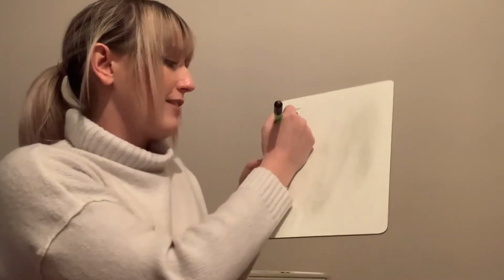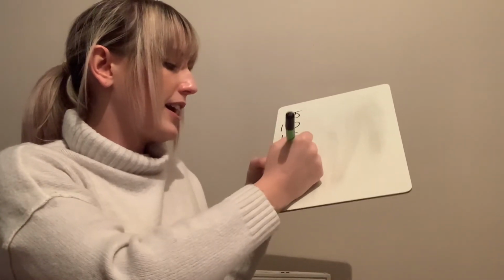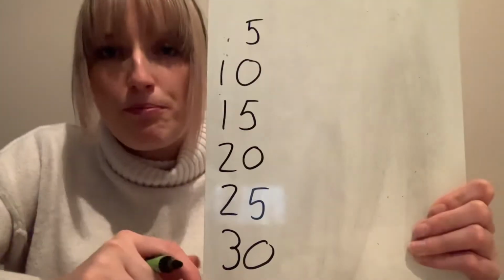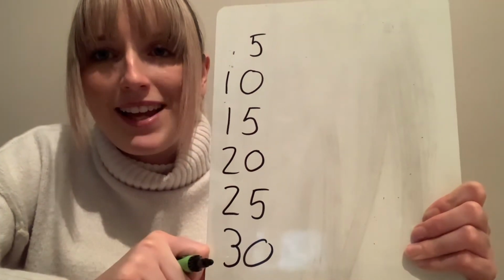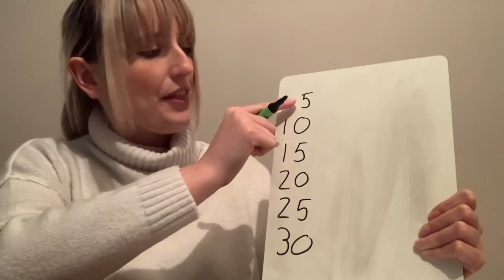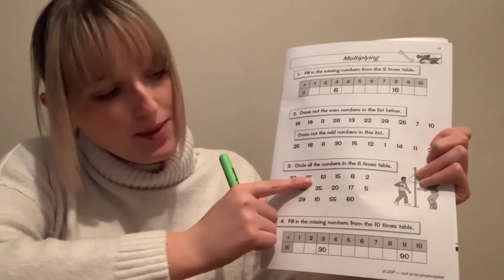We've got 5, 10, 15, 20, 25, 30. Now, looking at my numbers, what digits do they end in? Tell your adult now. Okay, I'm sure you said they end in a 5 or a 0. So if a number's in the 5 times table, it's got to end in a 5 or a 0. So circle all the numbers that you think will be in the 5 times table.